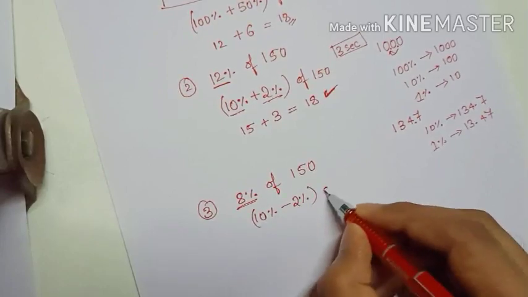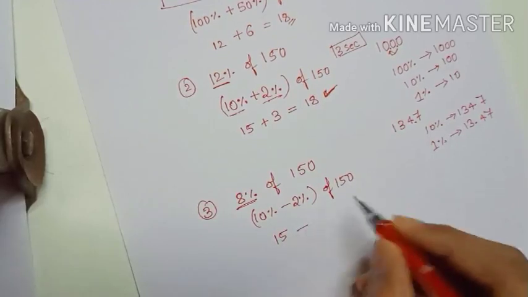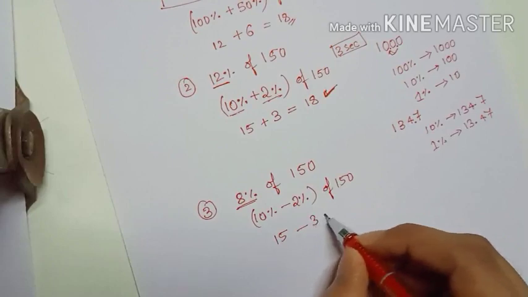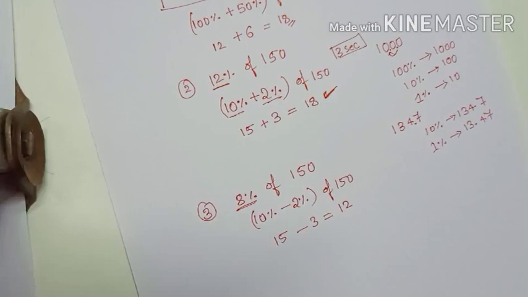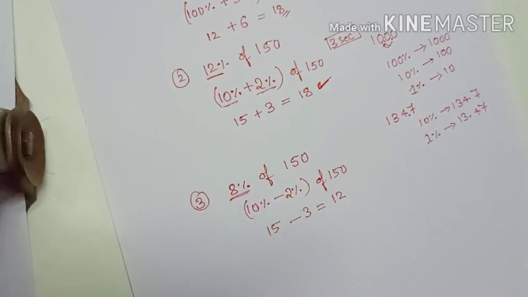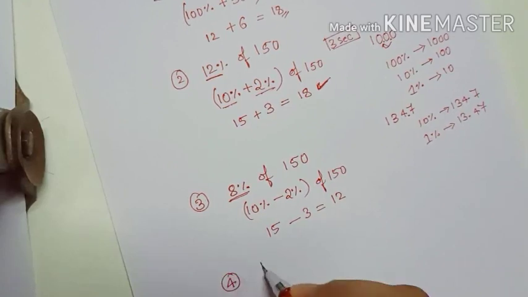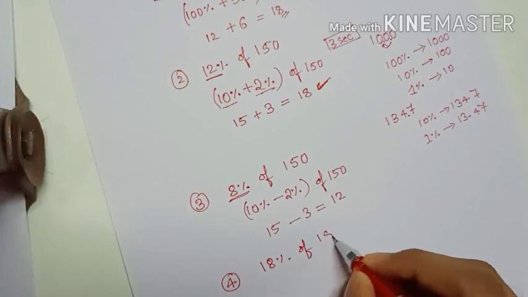10% minus 2% of 150. What is 10%? Yes, 15. What is 2%? 1% is 1.5, 2% is 3. Right? The answer is 12. Simple. No need to take more time to calculate what is 8% of 150. Getting this? Okay, fine. This is the third one. And now, this time I am taking 18% of 150. Getting this?